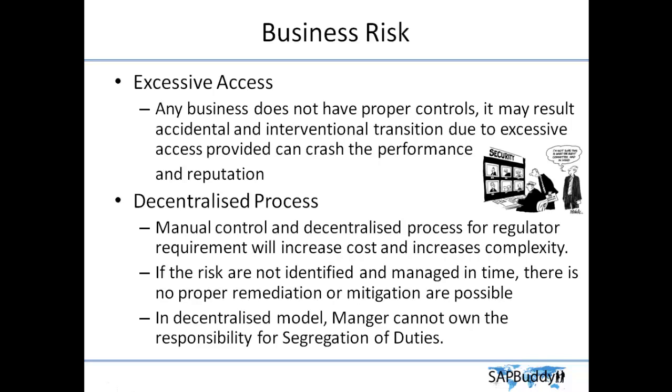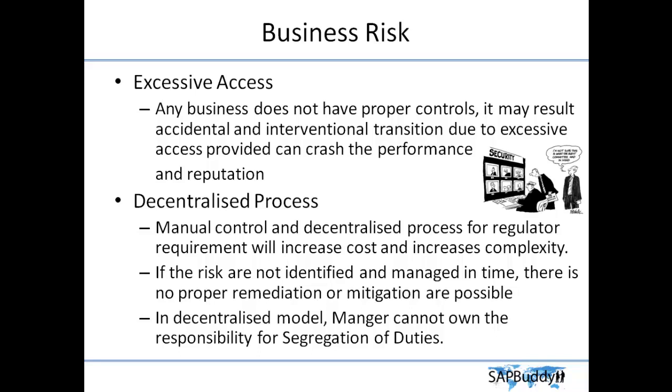In this topic, first I want to tell you what is the business risk we normally face. The first point I would like to talk about is excessive authorization. If any business does not have proper control, it may result in an accidental or intentional transaction due to excessive authorization provided to the user. This will have a big impact on performance as well as the reputation of the company.